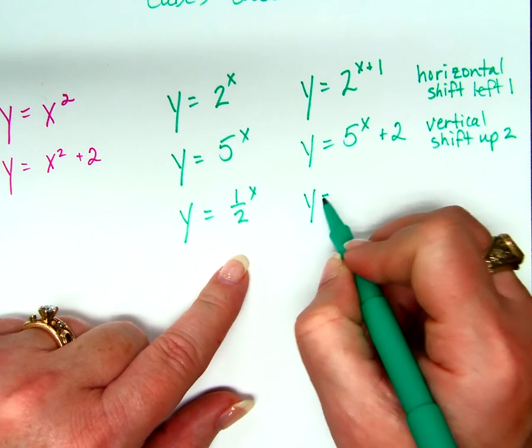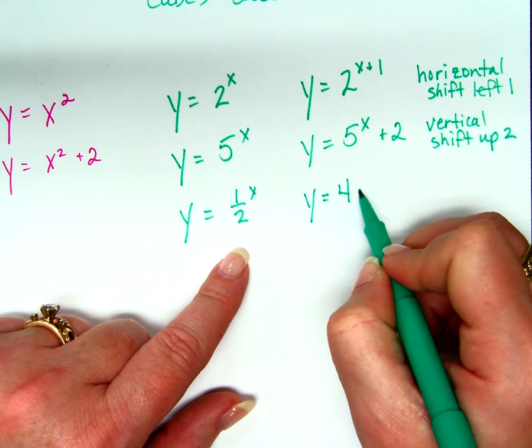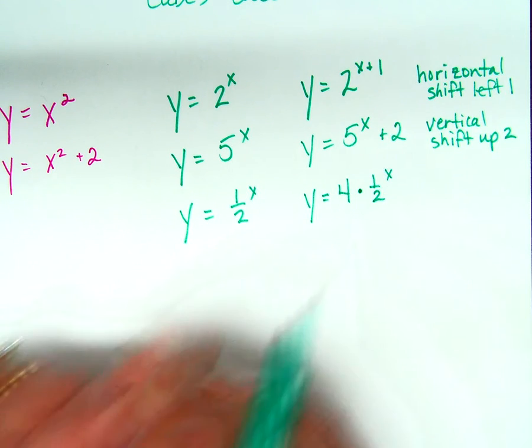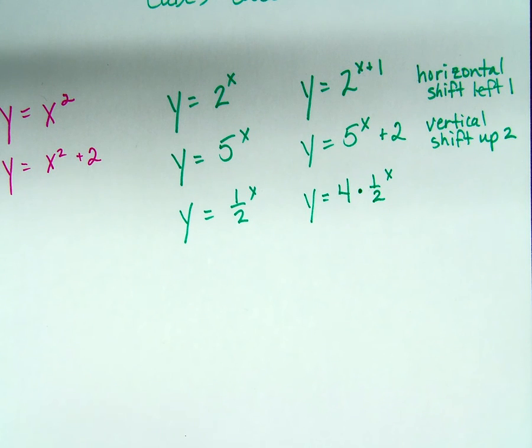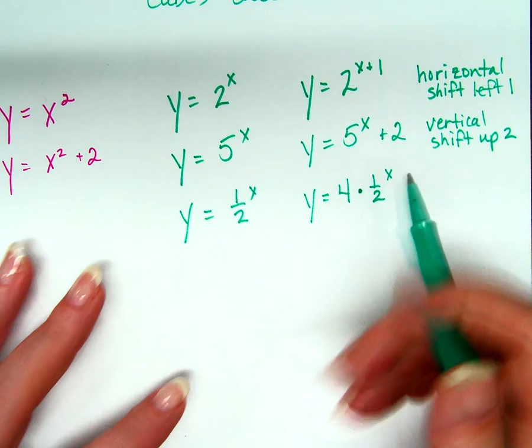So tell me about this. What will people try to do wrong every single time on this problem? 4 times 1/2 is 2. Oh, that's 2 to the x. Can you do that? No. What if it looked like this?